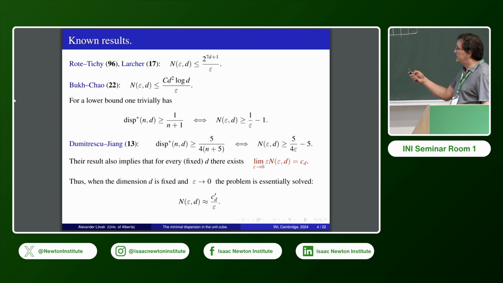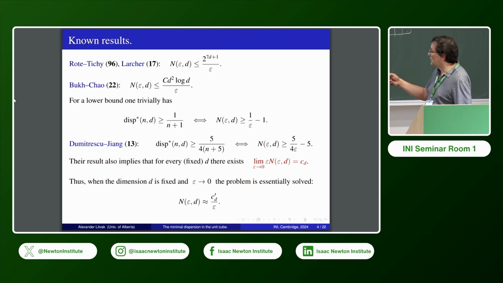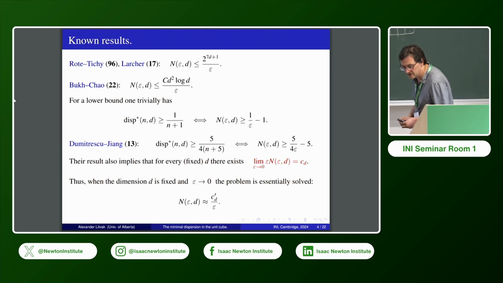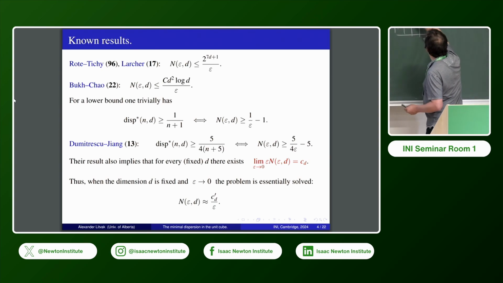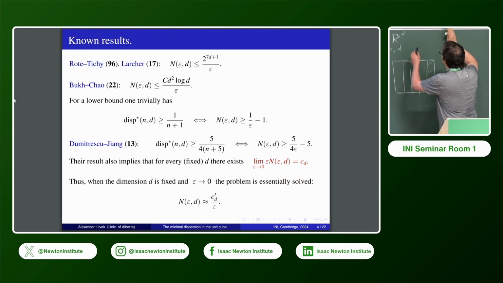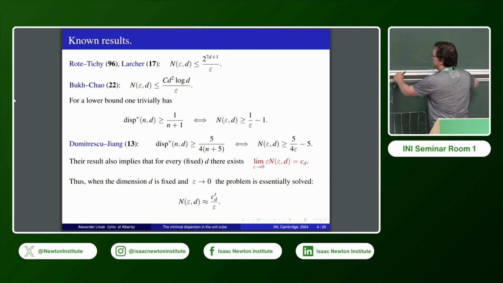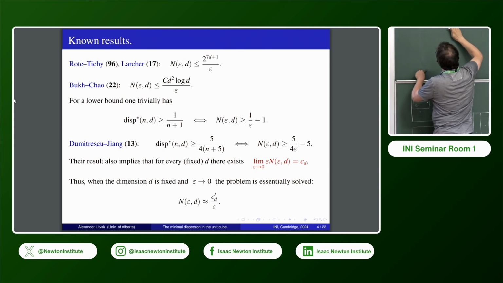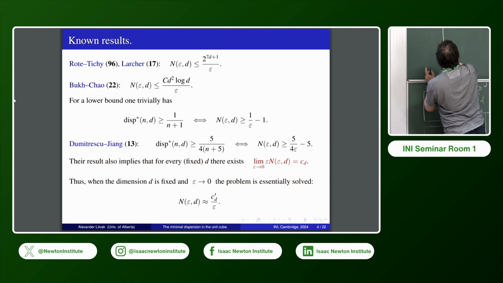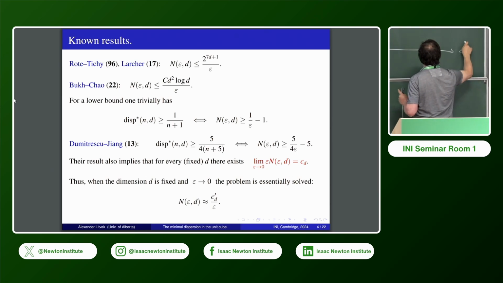And on the other hand, if we fix d, then the behavior we know is 1 over epsilon. I like to present the dependence between epsilon and d in the plane. Here will be 1 over epsilon, here will be d.